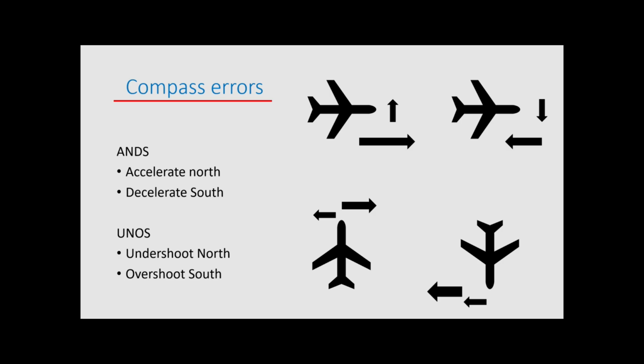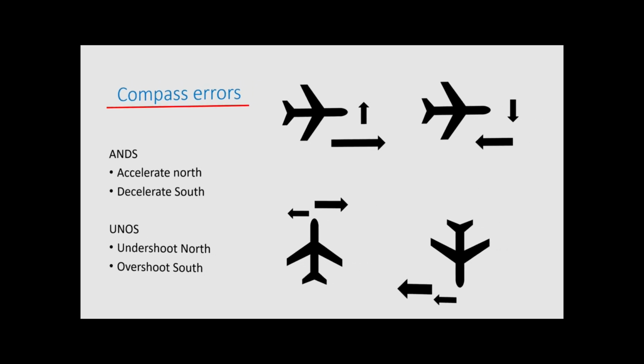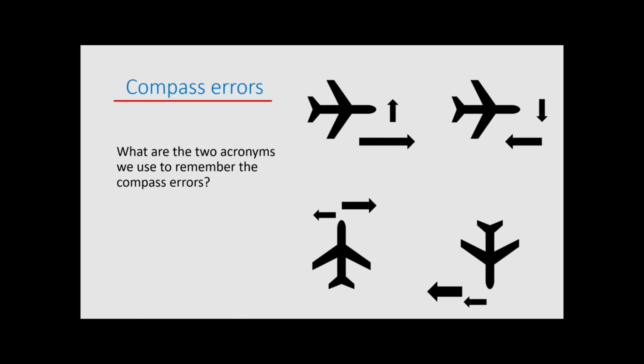UNOS stands for undershoot north and overshoot south. If we are flying a northerly heading and we make a turn, the compass will undershoot that turn. It might even indicate a turn in the opposite direction and will eventually catch up to your turn. While if we are on a southerly heading and we make a turn, the compass will overshoot the turn and indicate that we are turning faster than we actually are. What are the two acronyms we use to remember the compass errors? UNOS and ANDS.